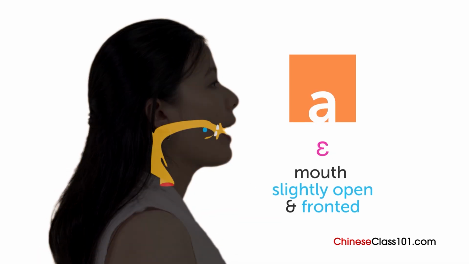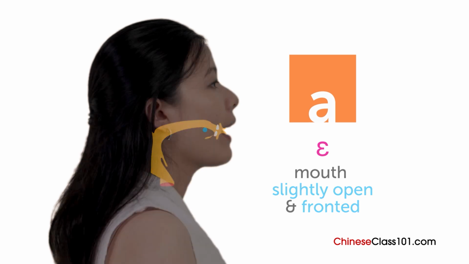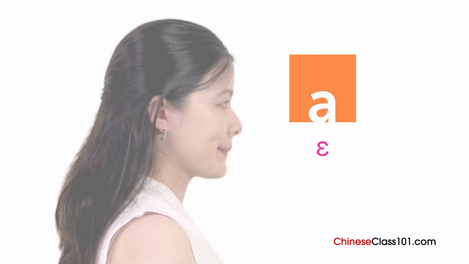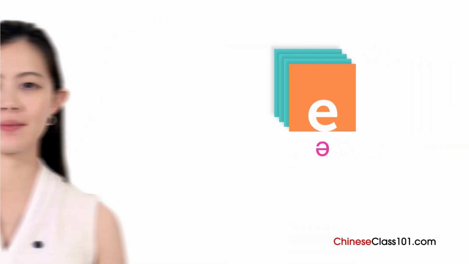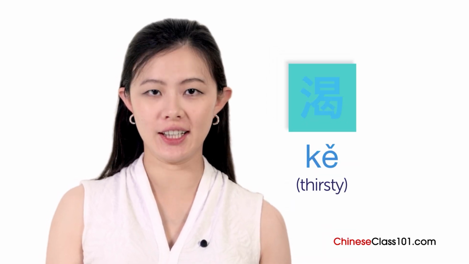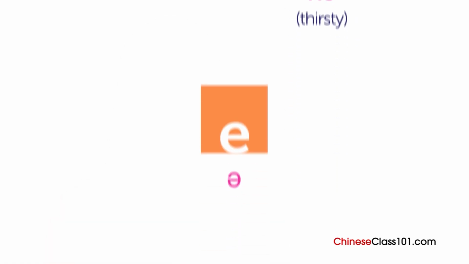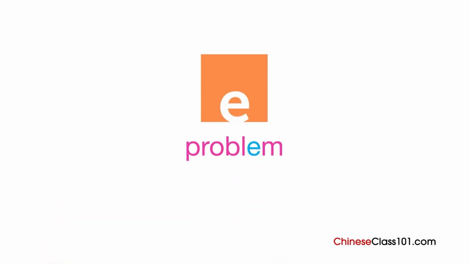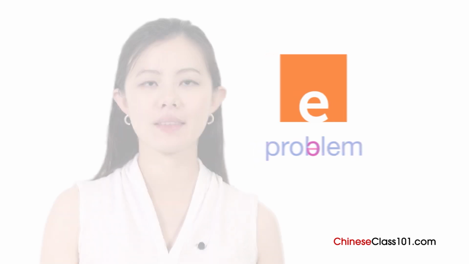The next vowel is E. It's identical to the E sound at the end of the word problem.